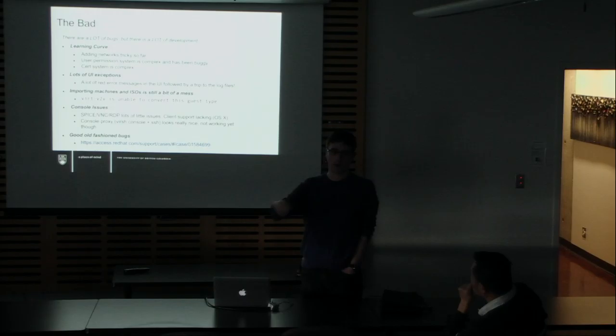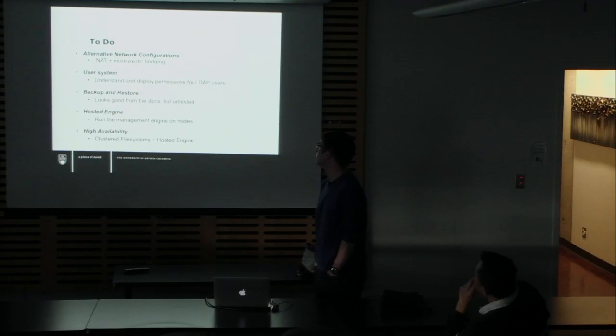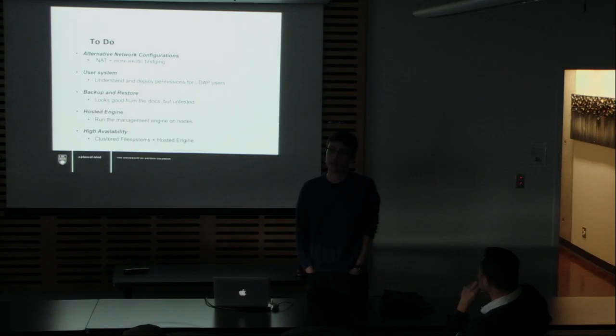Yet there's a lot of bugs, and we've been filing bugs. I guess to ameliorate that, there is a lot of development, and they are responding to the bugs. Okay, so stuff that we didn't really look at that we probably would want to before we used in production: network configurations, the user system, the backup and restore. We haven't really played with it, but in principle it's just backup of the Postgres database, the PostgreSQL database of the machine information, and some configuration files for oVirt, and you're done.